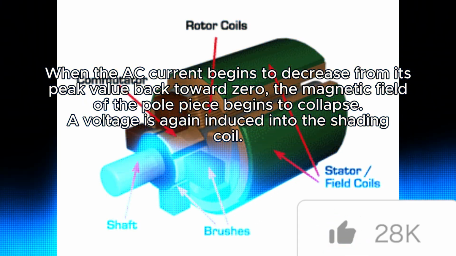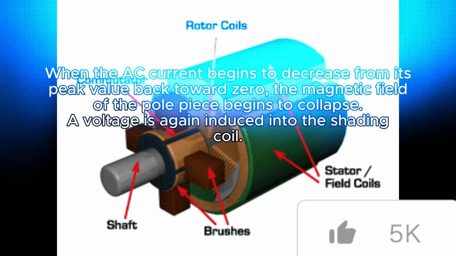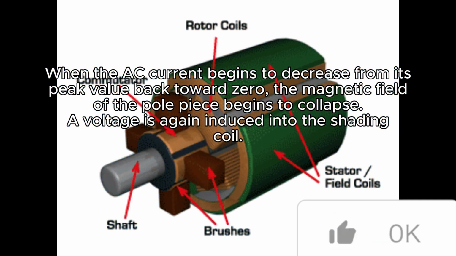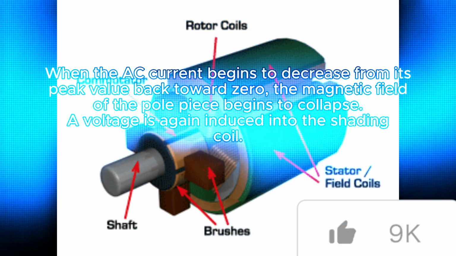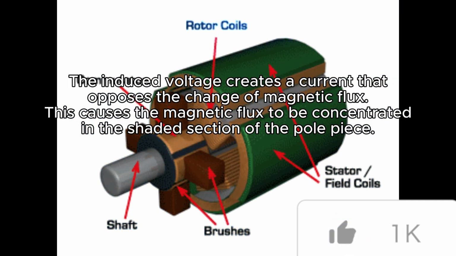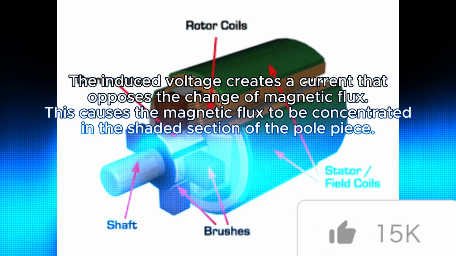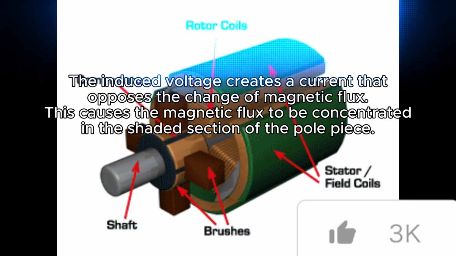When the AC current begins to decrease from its peak value back towards zero, the magnetic field of the pole piece begins to collapse. A voltage is again induced into the shading coil. The induced voltage creates a current that opposes the change of magnetic flux. This causes the magnetic flux to be concentrated in the shaded section of the pole piece.